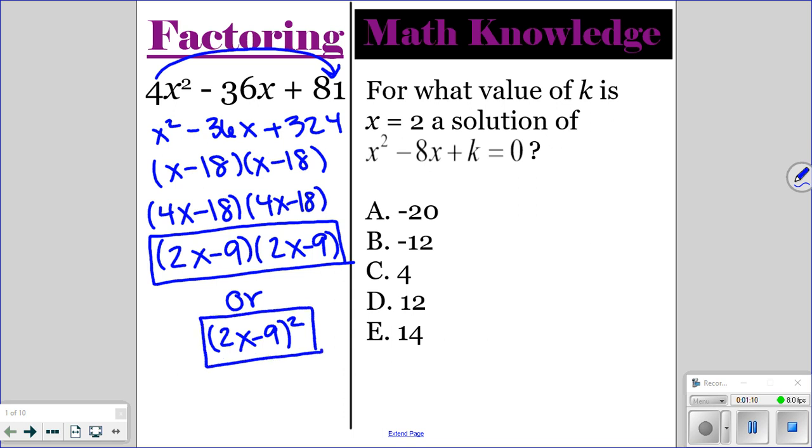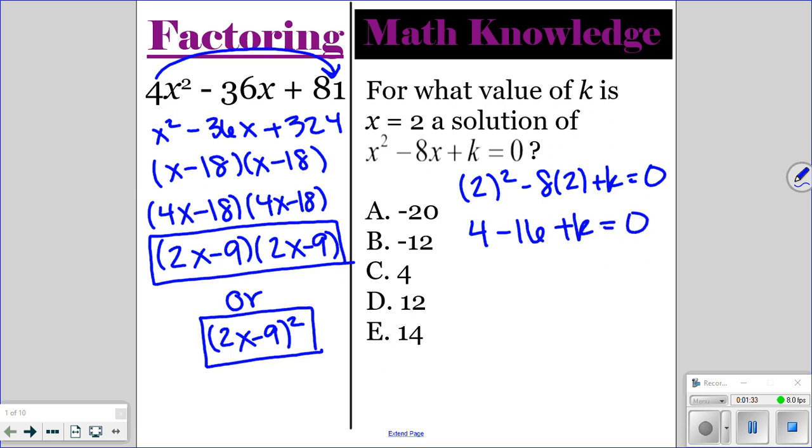Okay, for the math knowledge question, we want to know what value of k makes x equal to 2 a solution of this. So if we plug in 2 for our x value, 2 squared would be 4, minus 16, plus k would equal 0. 4 minus 16 is negative 12. So that would mean that k would have to equal 12. So that'd be your answer for your math knowledge question.